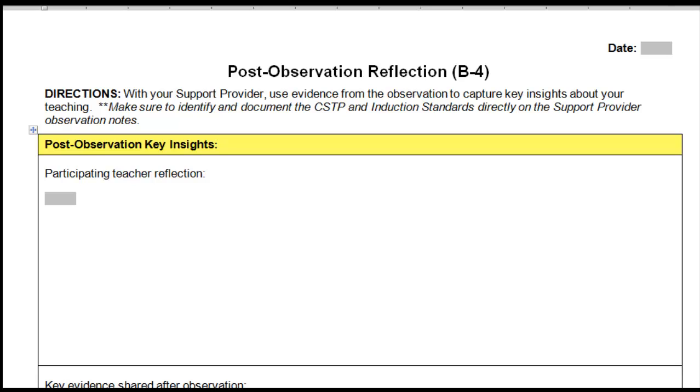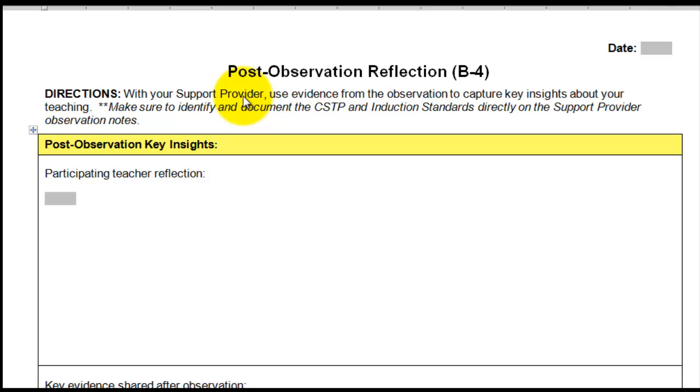I know I said I wasn't going to read the instructions, but please notice that the instructions say with your support provider. It does not say do this document alone. Please document your conversation with your support provider. I find when I am supporting a new teacher, it is easier for me to type while the participating teacher shares their reflection. This way I know the document is being completed together.